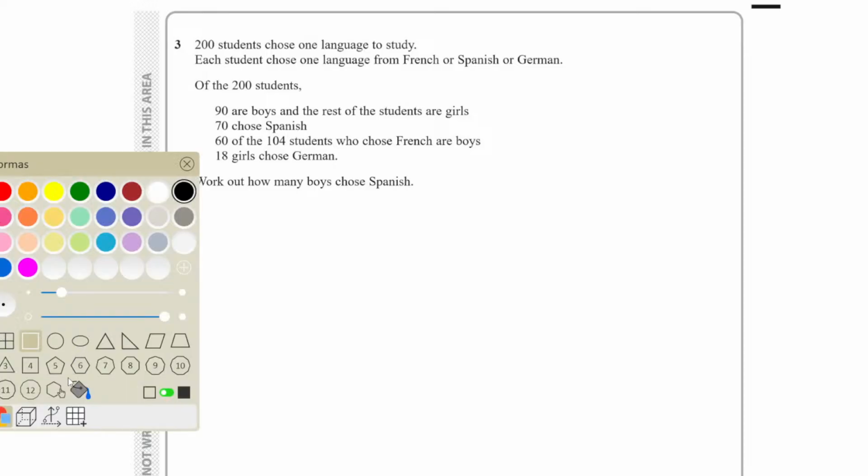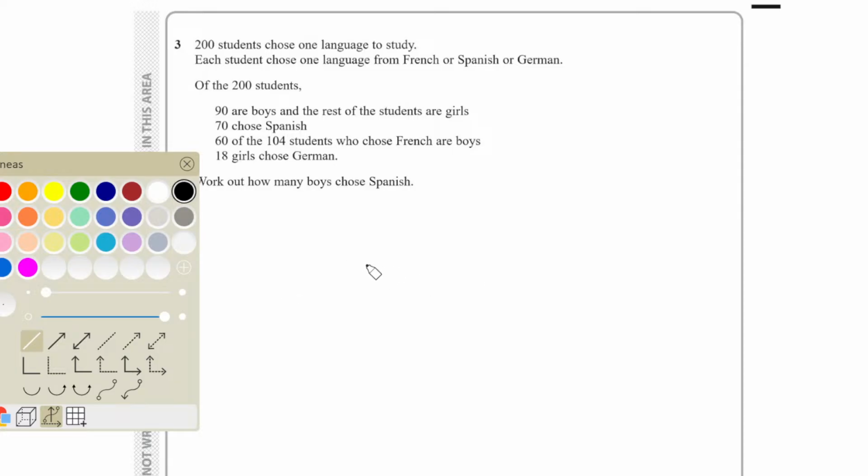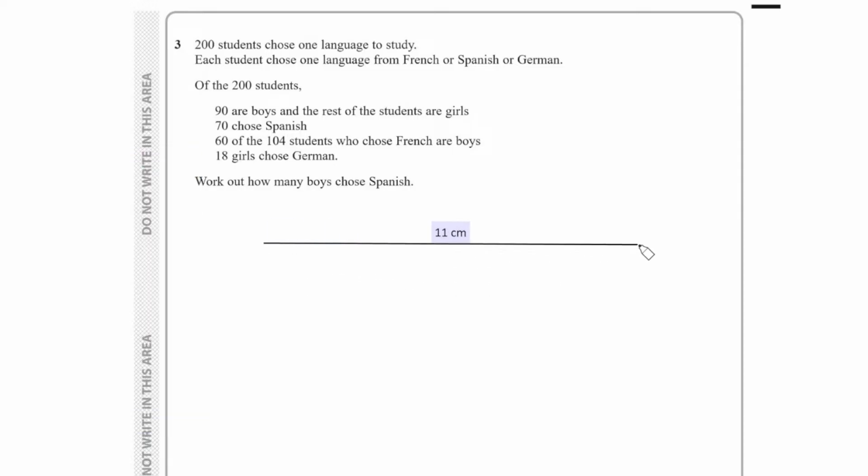So you can just grab your ruler. It doesn't have to look that nice. Let's get a line. So, a two-way table. I would probably put, and again, I don't think it matters which is the columns and which is the rows, French here, then Spanish, then German. And then you have a total column as well, don't you?